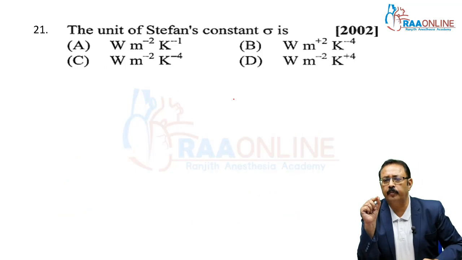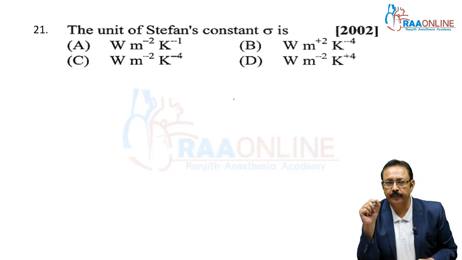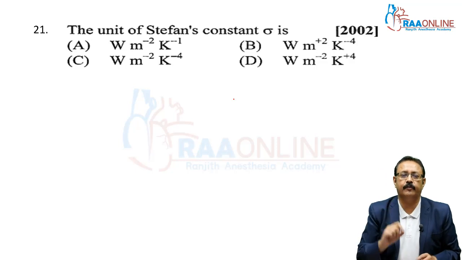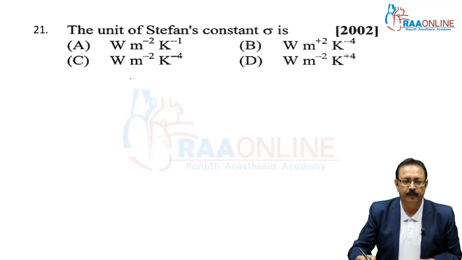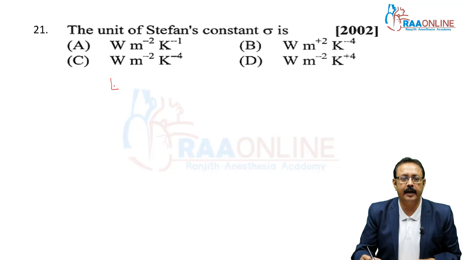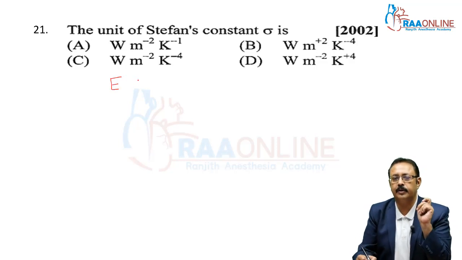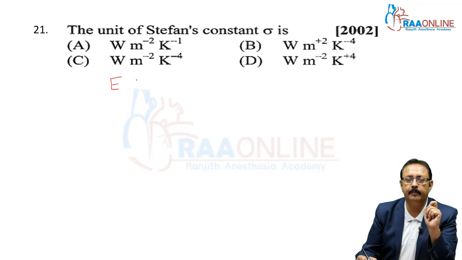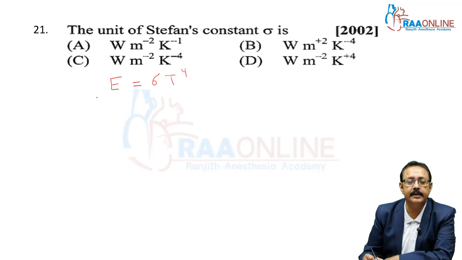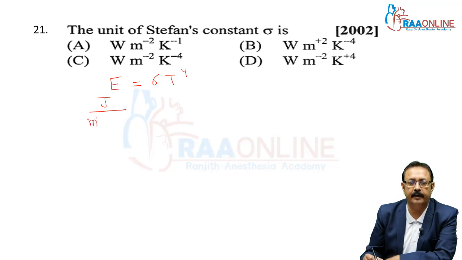Next, it is from 2002 AIPMT. Problem was very simple. They are just asking for the unit of Stefan's constant. You know what was E? E was energy radiated by the source per unit area per second. It was sigma T to the power 4. So what was the unit of E? It is energy. Energy's SI unit is joule, per unit area, per unit time.